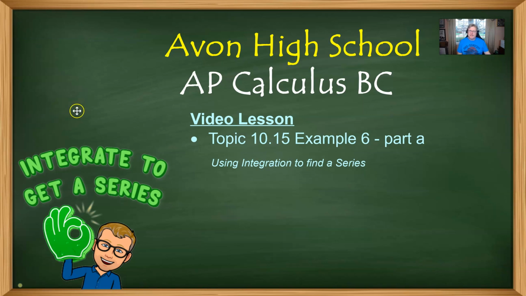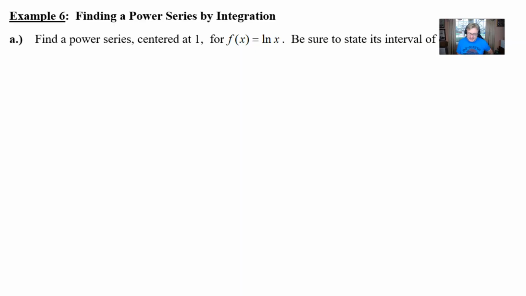So without further ado, let's take a look at our example number 6. Now the directions, at least the title, indicates that we are going to be finding a power series by integration. Now if you read the directions, it says let's find the power series centered at 1 for the function ln of x, and be sure to state the interval of convergence.